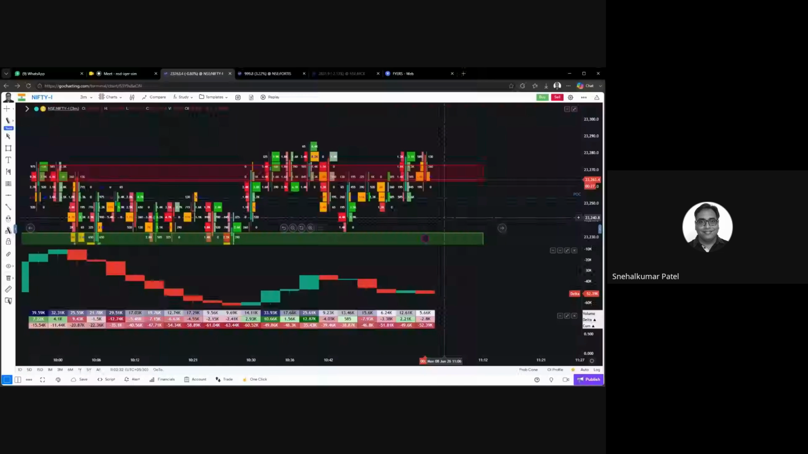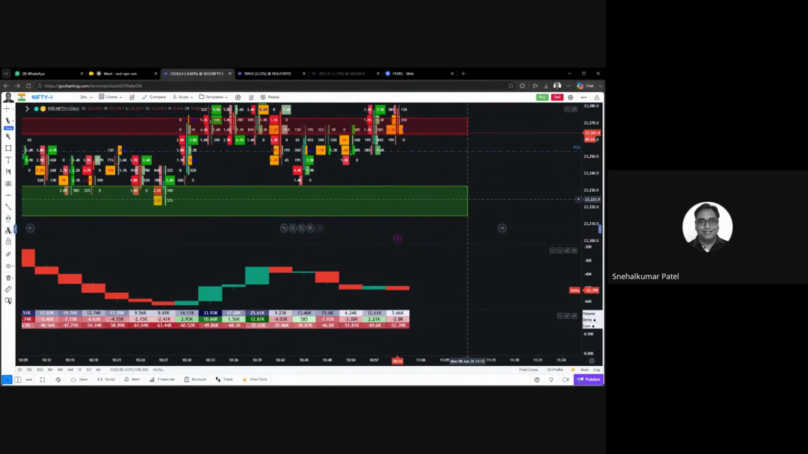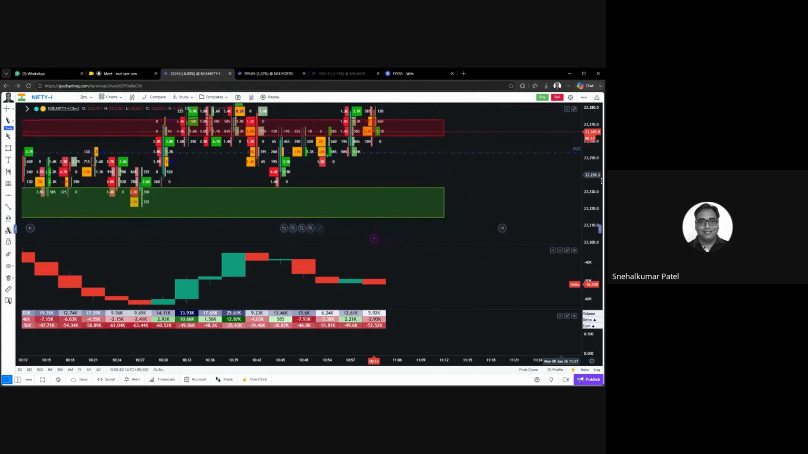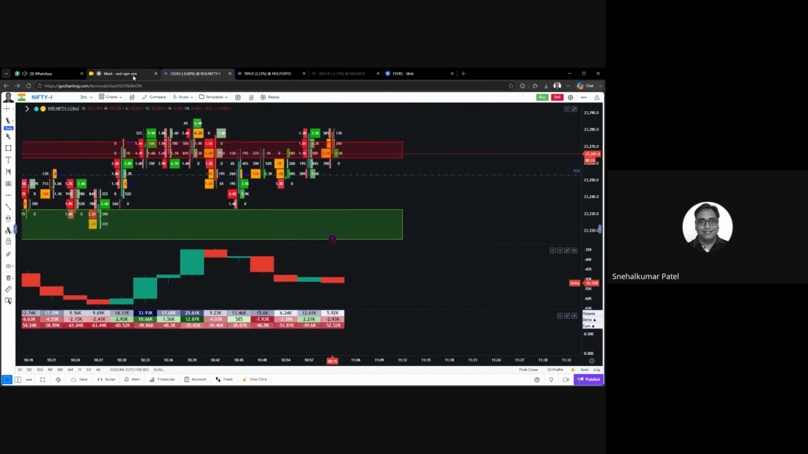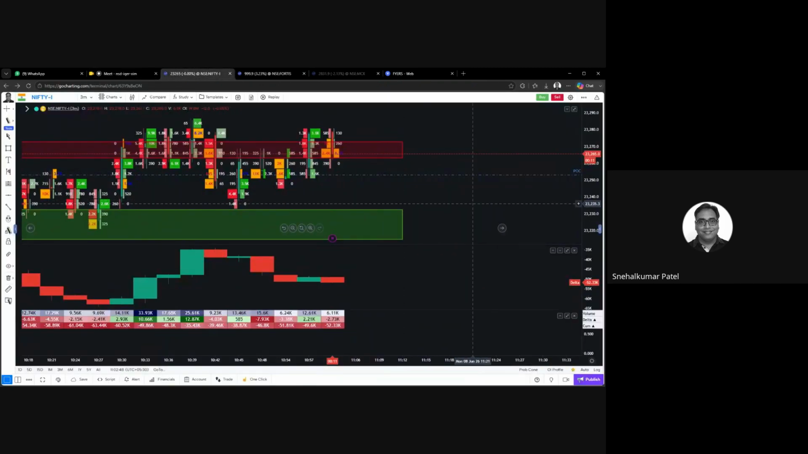No clear direction. It's 11. We have been sitting since 9:15. No trend emerging in the market. Price still sustaining around these levels, 23,250. I think we can take few questions if anyone has, and we can call it a day.